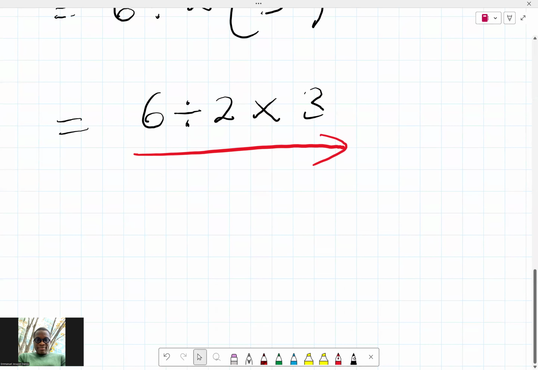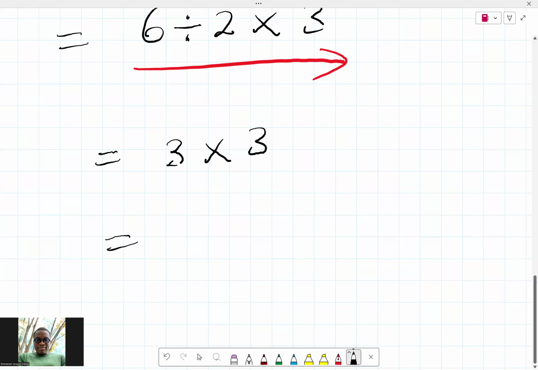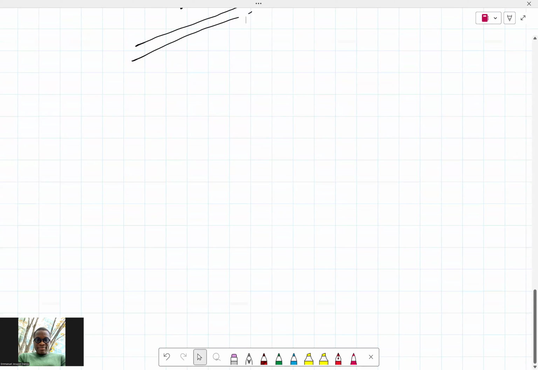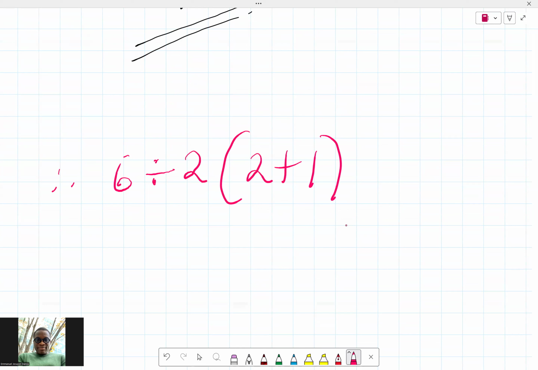So what do we do now? We have this equal to 6 divided by 2, that is 3, times 3. And 3 times 3 is equal to 9. That resolves that problem permanently. Nobody should be debating this in 2025. If there's a debate, just refer them to this video. I think I've taken time to explain. So what we are saying is that 6 divided by 2 into 2 plus 1 is equal to 9, whether you use PEMDAS or BODMAS. It is 9. Are you good now? Problem solved.